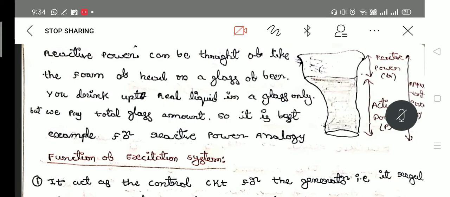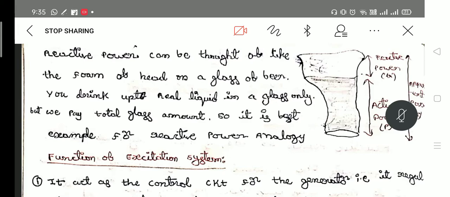Function of the excitation system. What is excitation first of all? The system is used to provide the necessary field current to the synchronous generator, the synchronous machine. Giving the field current to the rotor winding of the synchronous machine is called excitation.